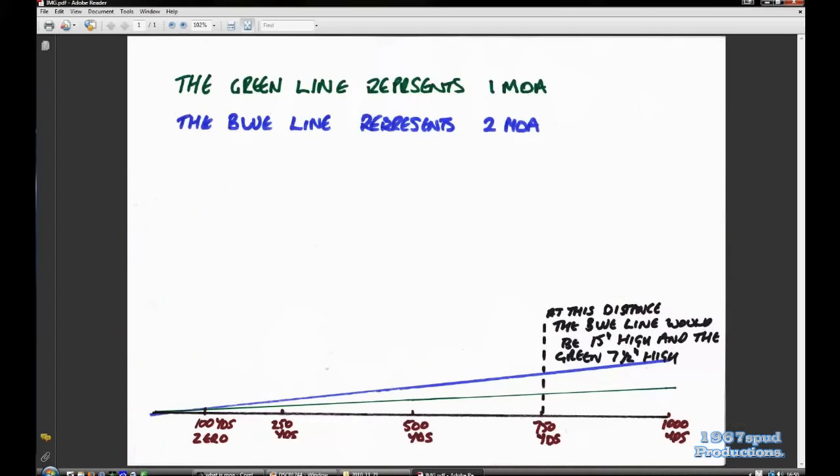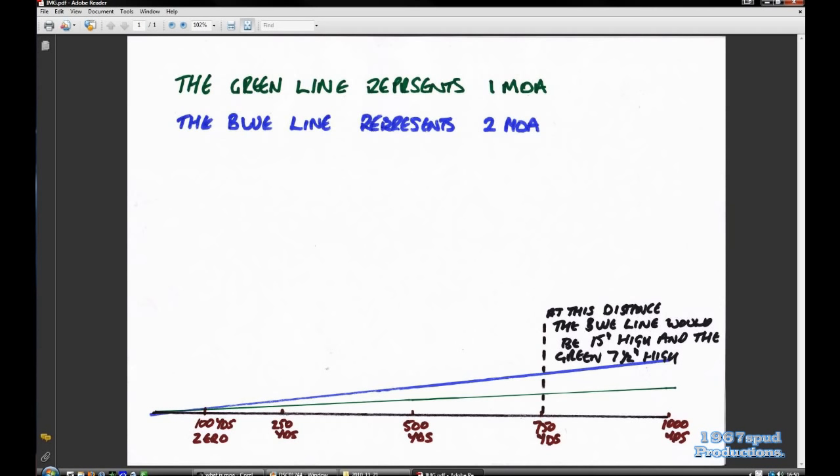Hopefully you're getting the idea that 1 minute of angle at 100 yards will be 2 inches at 200 yards, 3 inches at 300 yards, 10 inches at 1,000. So if you've got a half inch minute of angle at 100 yards, being half inch, at 750 yards, you go 7.5 times 0.5, and that should give you 3 and 3 quarter minutes of angle.